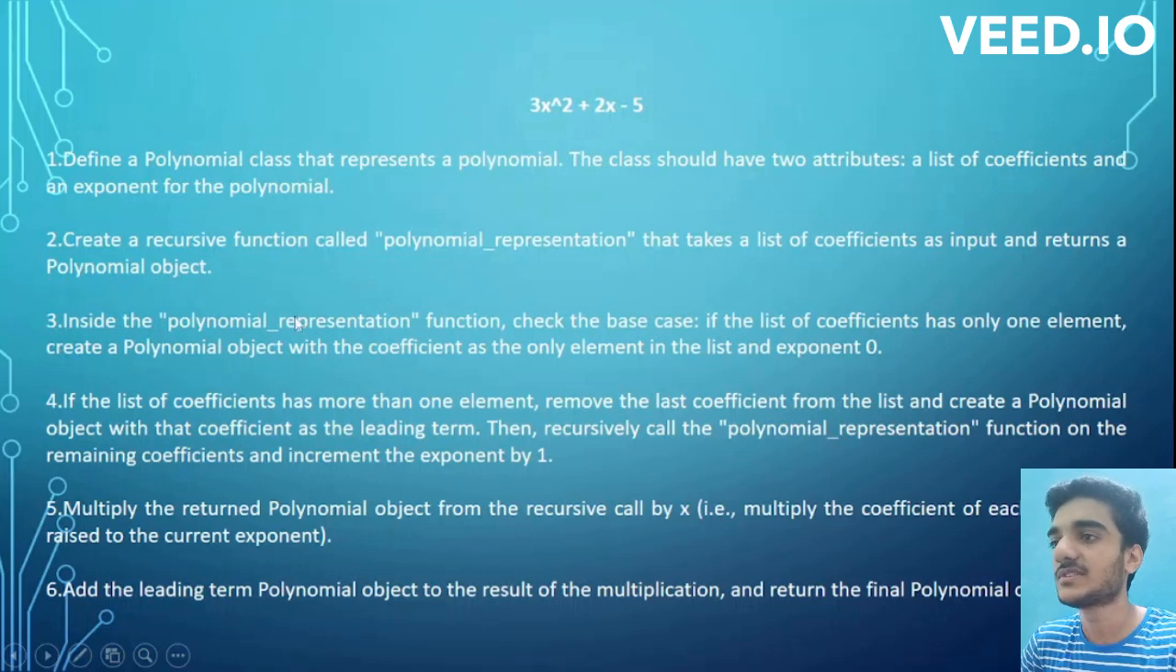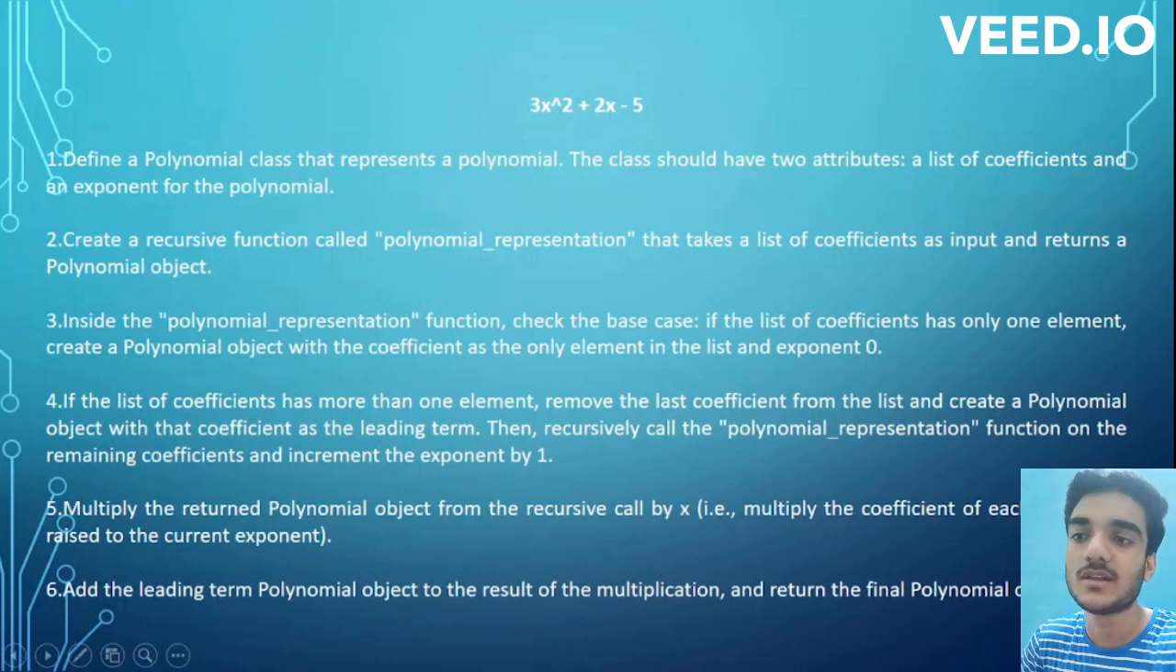Third, inside the polynomial representation function, check the base case. If the list of coefficients has only one element, create a polynomial object with the coefficient as the only element in the list and exponent 0. If the list of coefficients has more than one element, remove the last coefficient from the list and create a polynomial object with the coefficient as the leading term. Then make a recursive call to the polynomial representation function on the remaining coefficients and increment the exponent by 1. Multiply the returned polynomial object from the recursive call by x, that is, multiply the coefficient of each term by x raised to the current exponent. Sixth, add the leading term polynomial object to the result of multiplication and return the final polynomial object.